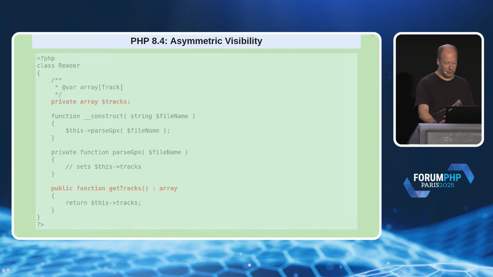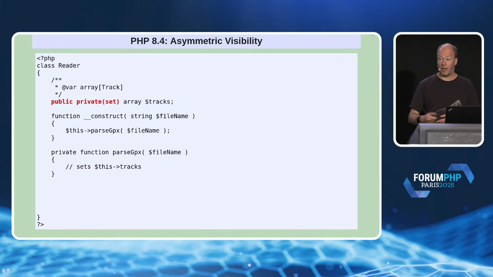Now 8.4 added the following thing to that. It added a keyword for that, so you can have public private set, which means that you can now from any scope read the tracks property, but you can only write to it from within the allowed scope. So in this case, only from objects of the class reader. 8.4 also had a simpler version of this. If it's just public read, then you don't have to specify that.